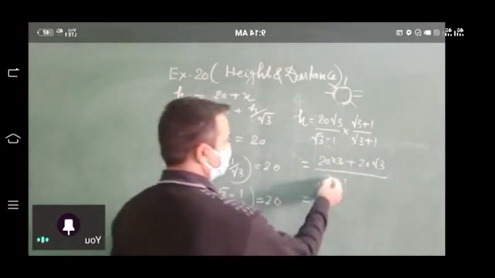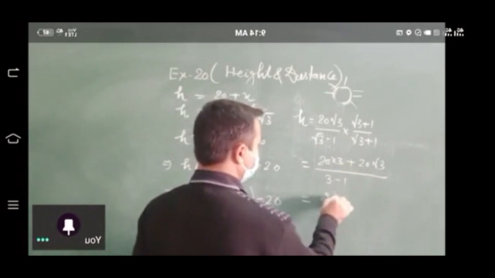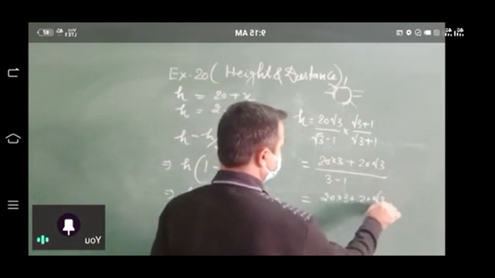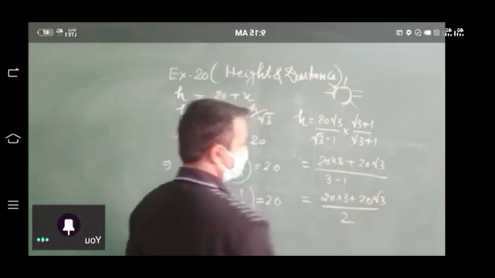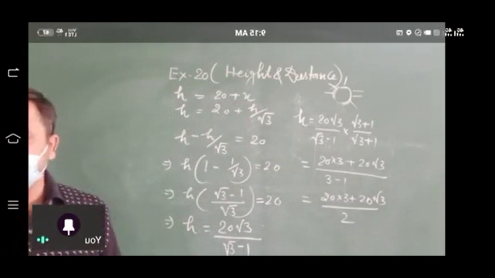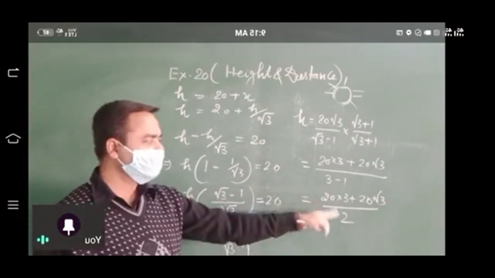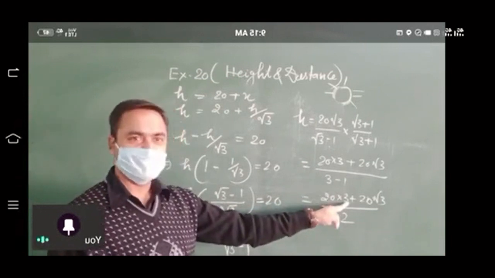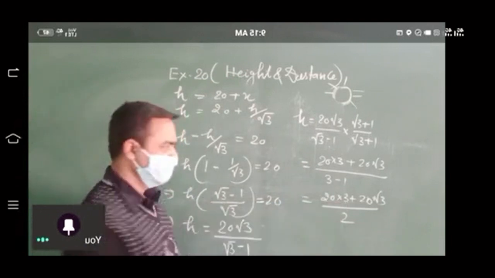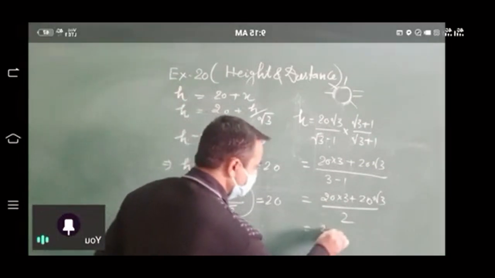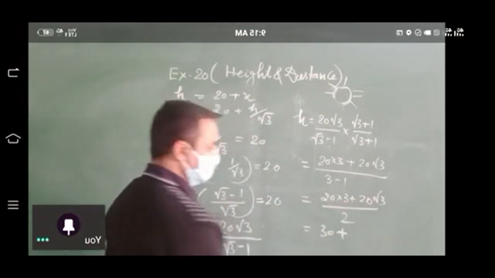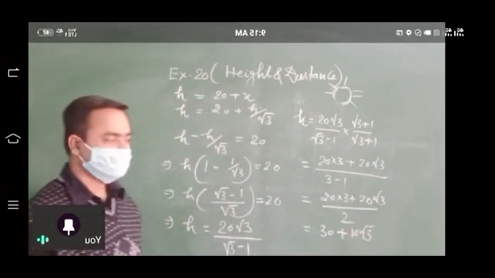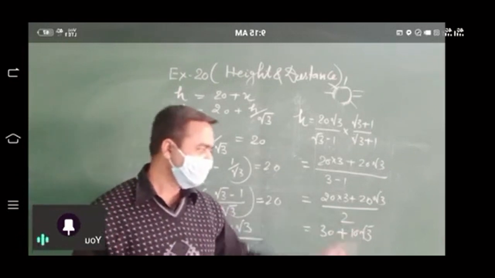So here write 20 into 3 plus 20 under root 3 divided by 2. Now if you divide by 2 in both the terms, 2 tens are 20, and 10 into 3 is 30. So here is 30 plus 10 under root 3, because when you divide by 2, 2 tens are 20.